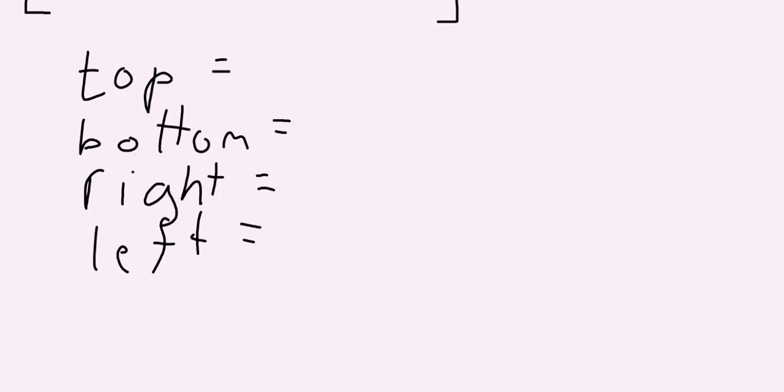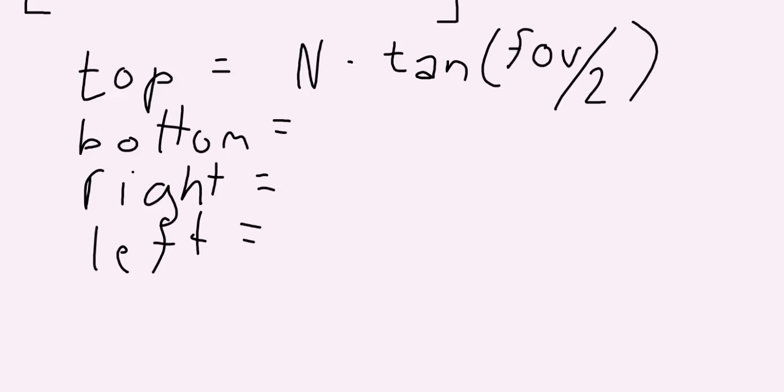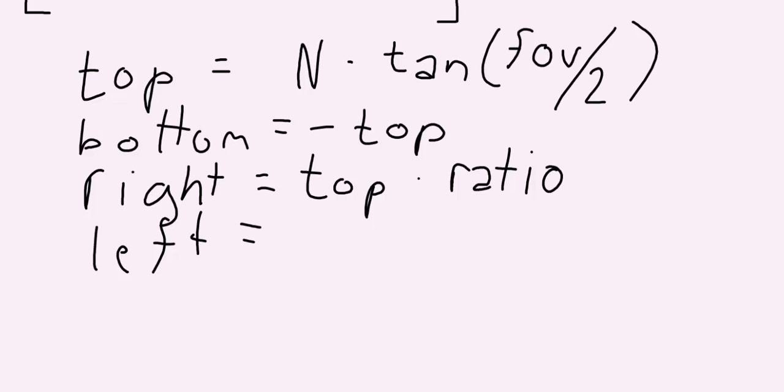So from the field of view angle and the aspect ratio, you can say top is going to be near, which is n, times the tangent of the field of view angle halved. Make sure that if you're using a tangent that takes in radians, you change the field of view from degrees to radians, by multiplying by pi divided by 180. Bottom simply equals minus top, this type of perspective. Right equals top times the ratio. The ratio is simply the aspect ratio of the screen that we're going to be projecting this onto. And finally left equals minus right.